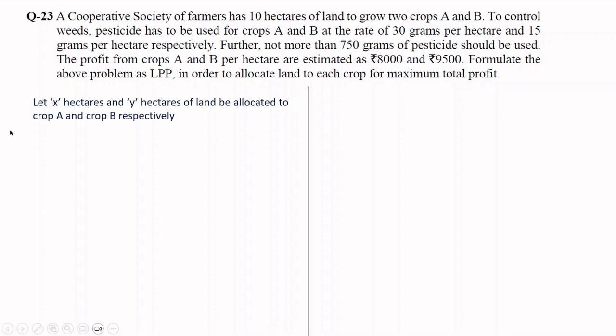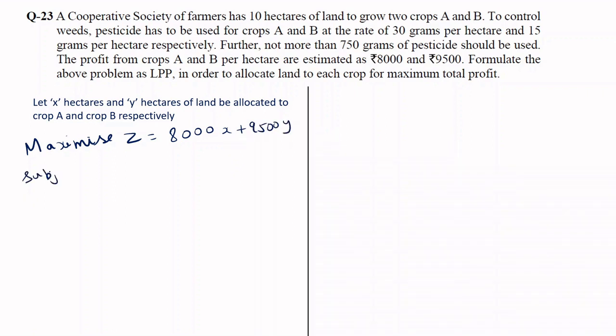So let x hectares and y hectares of land be allocated to crop A and crop B respectively. So for crop A we allocate x hectares and for crop B we allocate y hectares. Here it is given the profit for crop A per hectare is rupees 8,000 and the profit for crop B per hectare is rupees 9,500. So the objective function is: maximize z equals 8000x plus 9500y subject to the constraints.